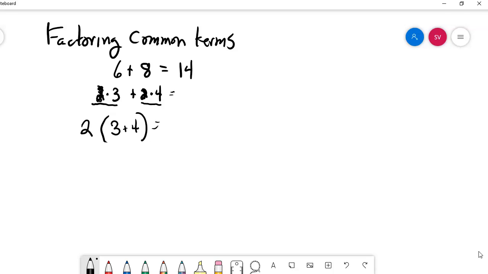So let's verify to make sure that this level of factoring is actually correct. Order of operations says that I have to take whatever's in parentheses first. 3 plus 4 is 7. 7 times 2 is 14. So you can see that this matches with this, and that's how we want to factor. So let's look at another factoring example.